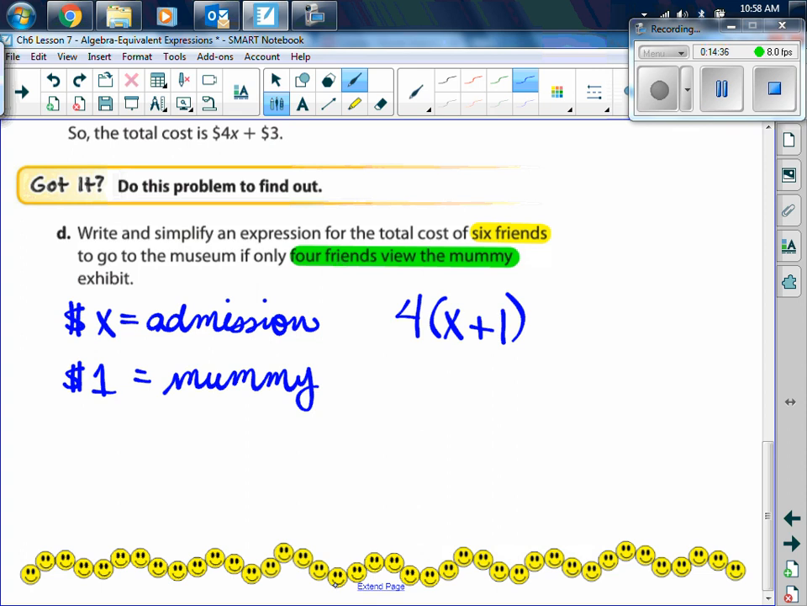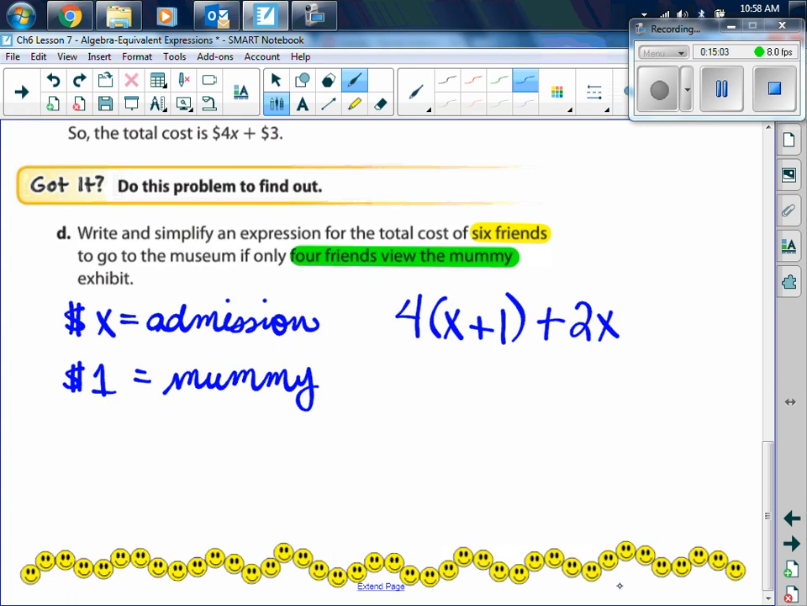You with me? The other 2 friends are not going to see the mummy. So how do I show how much they're going to pay? They're only paying for admission, right? There's 2 of them. So x times 2. Very good. So we're going to add 2x. And here is our expression to show how much the total cost will be. Okay?